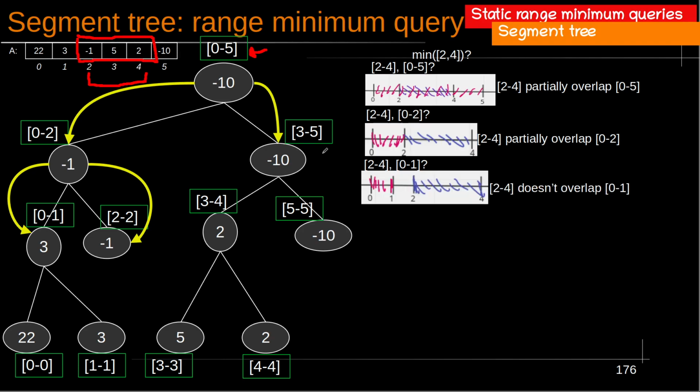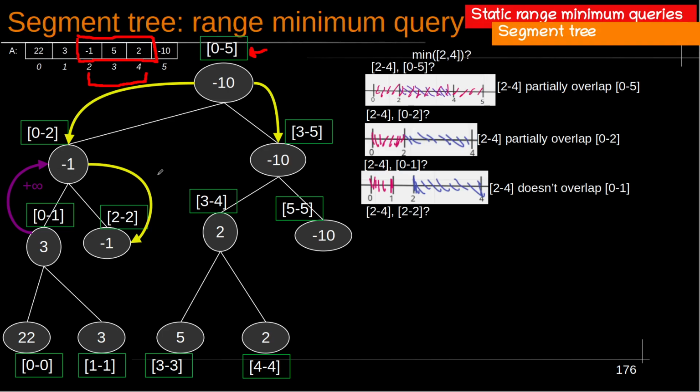And we check 2, 4 against 0, 1. As you see here, there is no overlap. 2, 4 doesn't overlap 0, 1. So from this node here we return, because we're looking for the minimum, we find nothing here. We return plus infinity. And we go to the right side from the node -1 here.